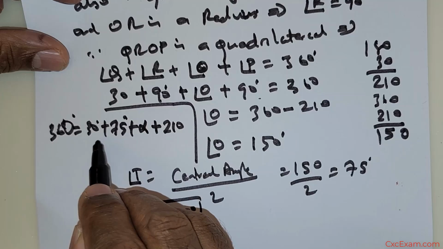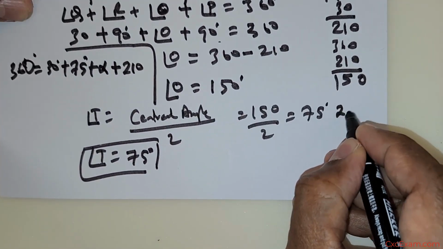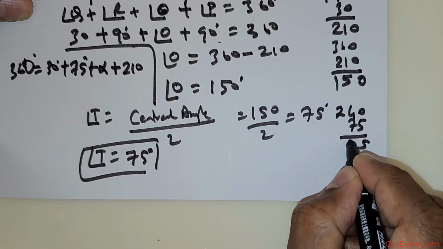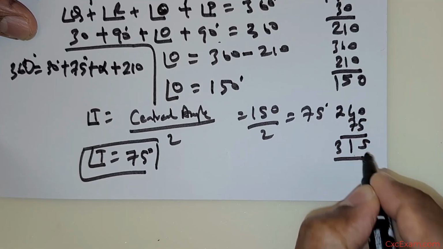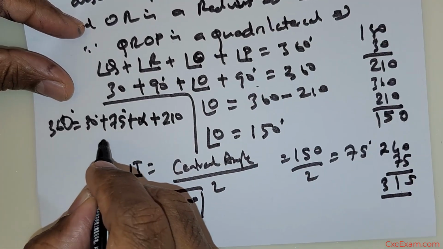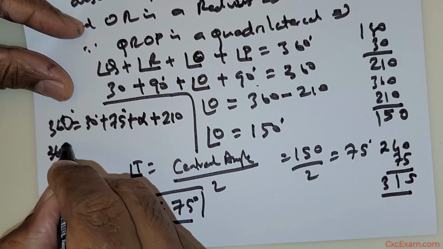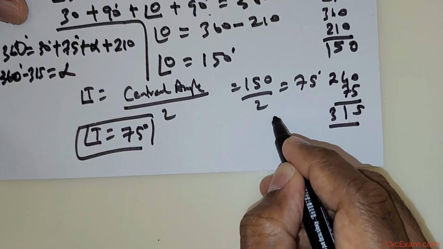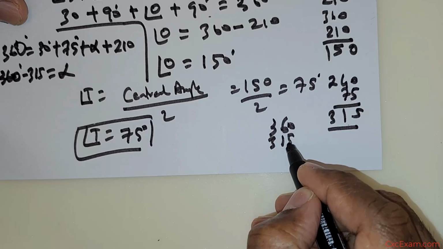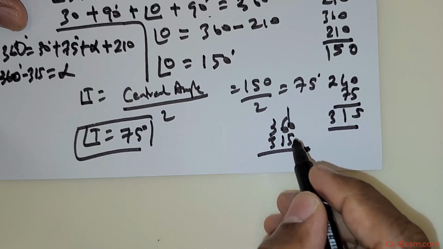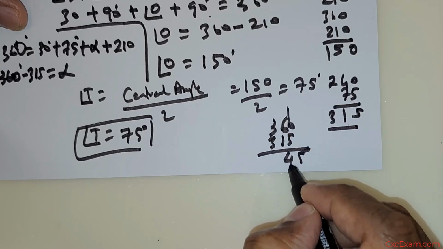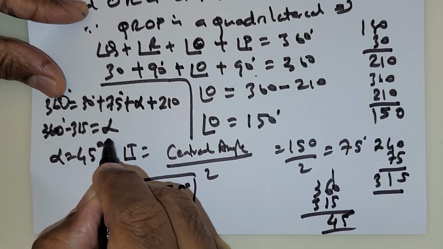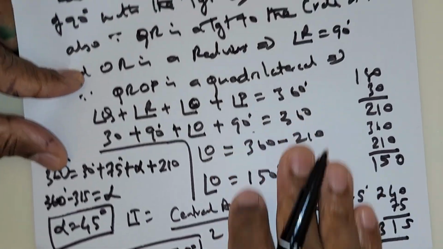So 210 plus 30 will give me 240, plus 75, that is 315 degrees. So you move this 315 over here, that will give me alpha. From 360 you take away 315. So alpha is equal to 45 degrees over here.